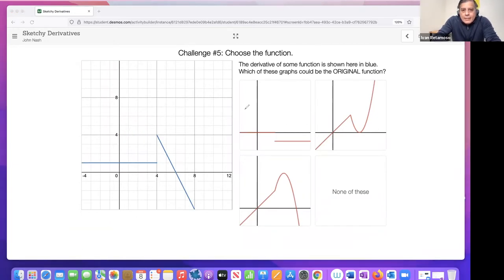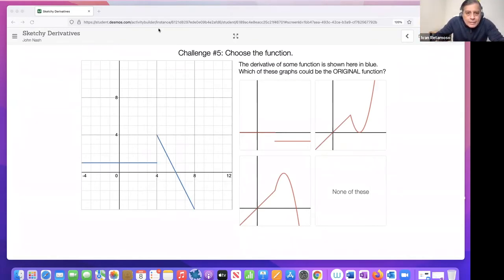Another one. The derivative of some function is shown here. This is the derivative of a function, right? This is kind of backward thinking now, which is gonna be helpful when we look at antiderivatives later. The derivative of some function is shown here in blue. Which of these graphs could be the original function? So this is the graph of the derivative. Now, which of these three should be the graph of the original function? It's sort of backward thinking, right?